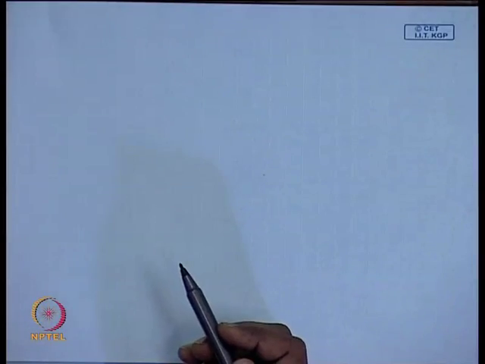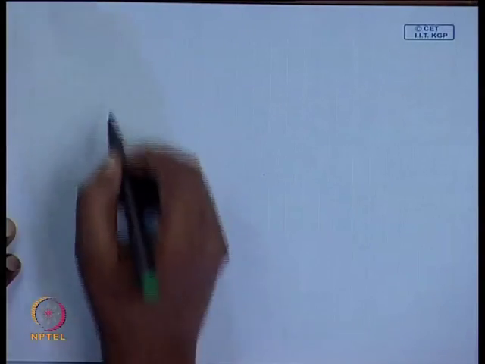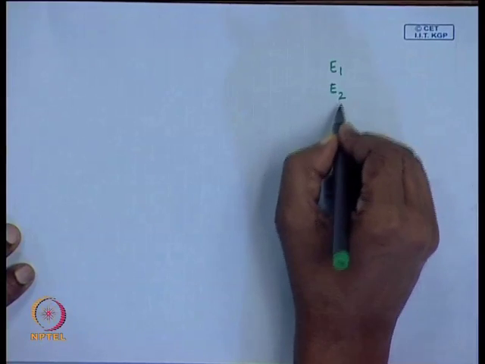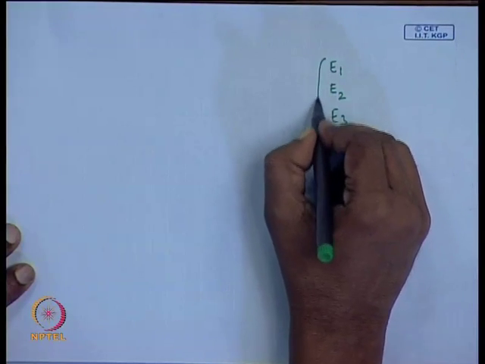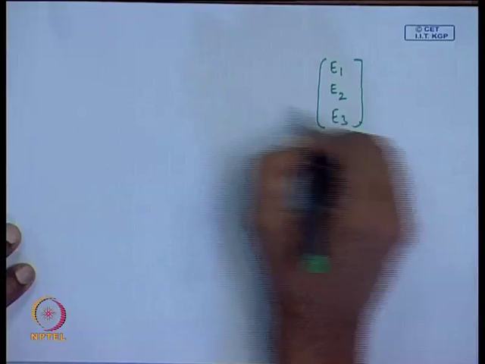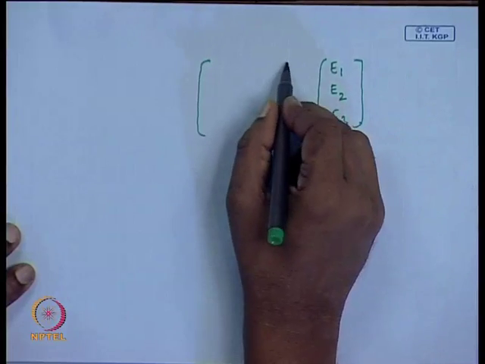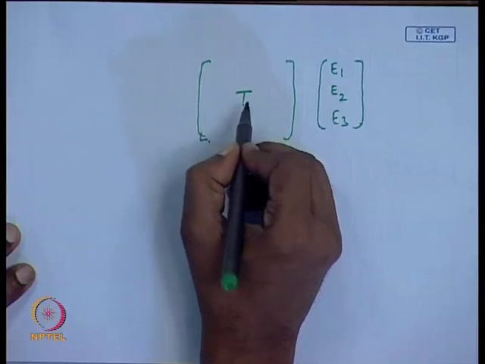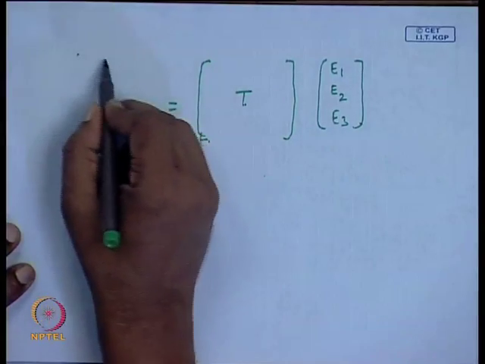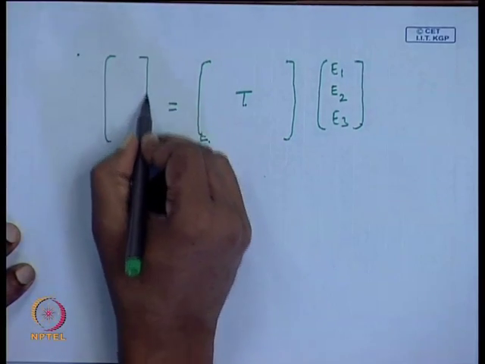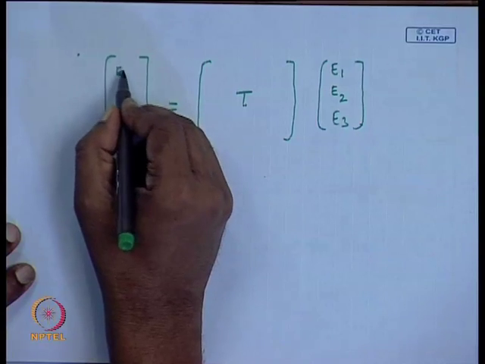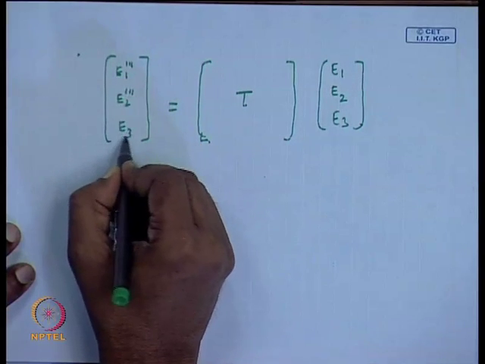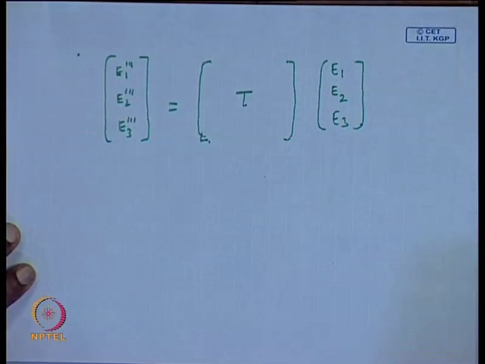So, now we have the 3 rotations. The same way we start with the E1, E2 and E3 vectors. So, finally, what we need is, after the rotation, what will be this transformation matrix, which will be giving us the final configuration, where we have written this as E1 triple prime, E2 triple prime and E3 triple prime. This we need to find out.